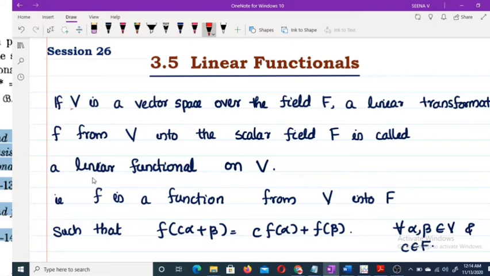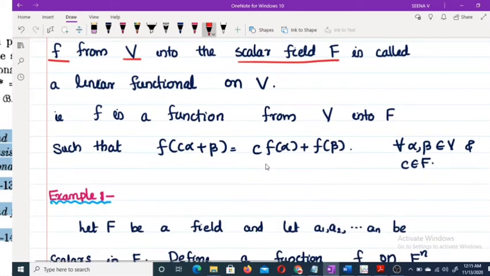If V is a vector space over the field F, a linear transformation f from V into the scalar field F is called a linear functional on V. So a linear functional is actually a linear transformation from V into a scalar field F. This f is a function from V into F and satisfies the linearity property: f of (c alpha plus beta) equals c times f of alpha plus f of beta, for every alpha, beta belonging to V and for every c belonging to F. Okay.